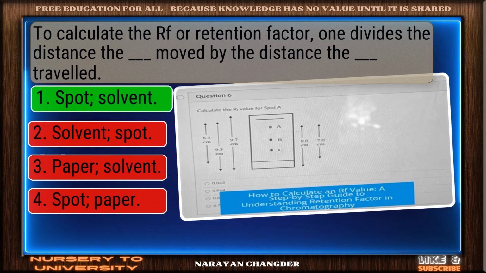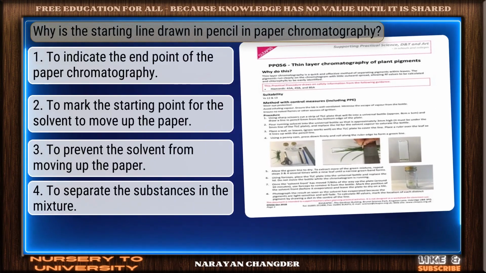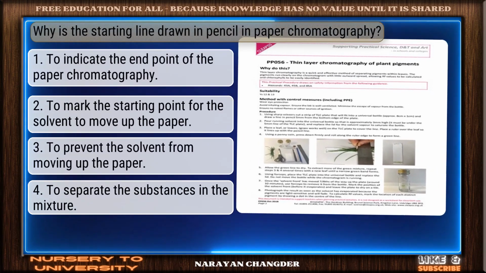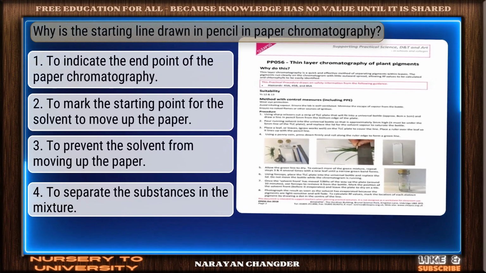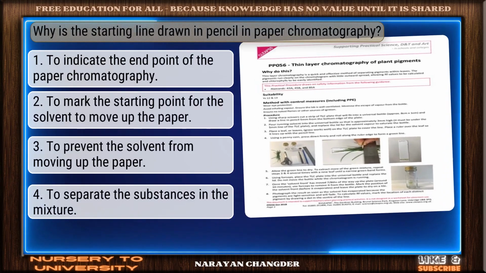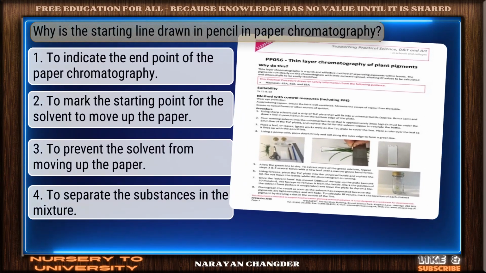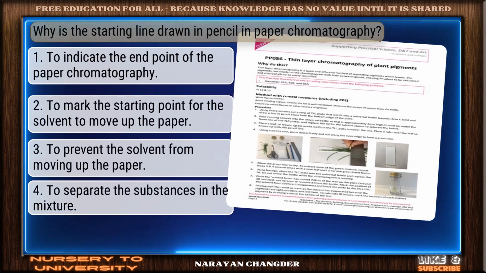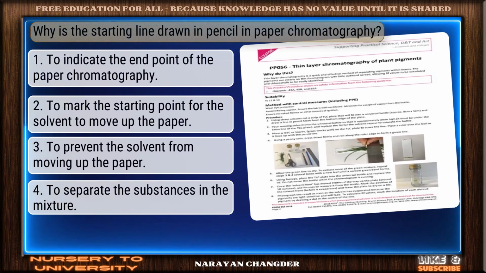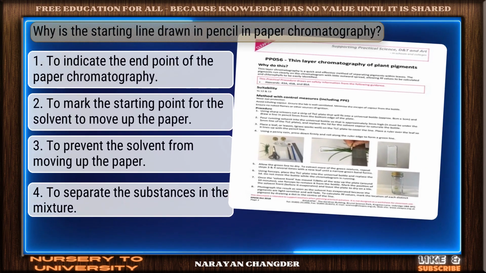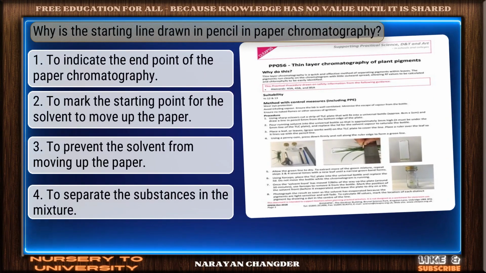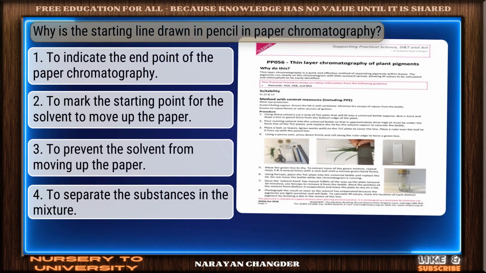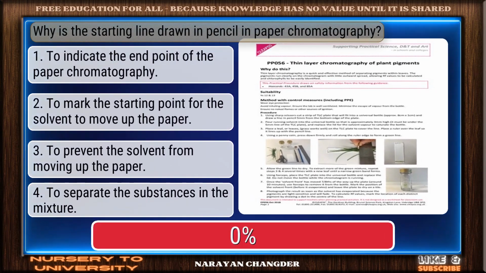Nice, spot solvent. Why is the starting line drawn in pencil in paper chromatography? Option 1, to indicate the end point of the paper chromatography. Option 2, to mark the starting point for the solvent to move up the paper. Option 3, to prevent the solvent from moving up the paper. Option 4, to separate the substances in the mixture.